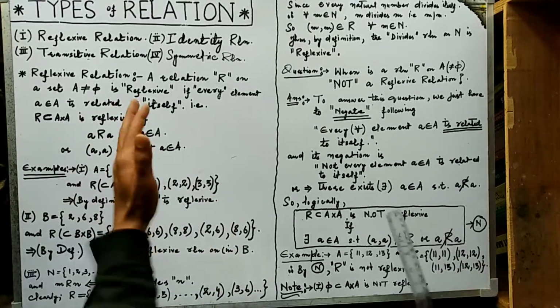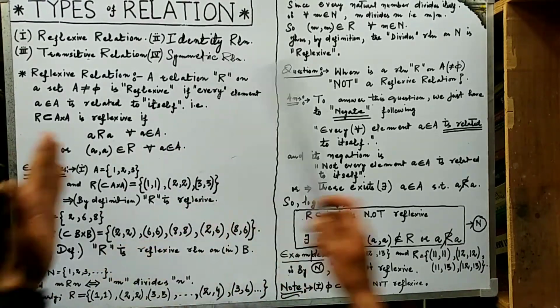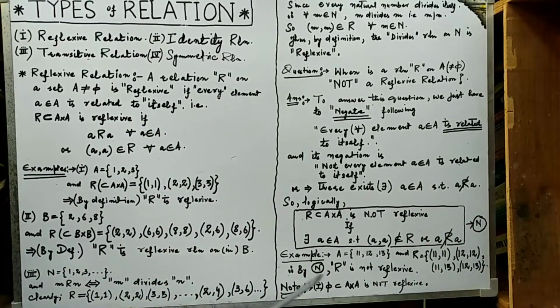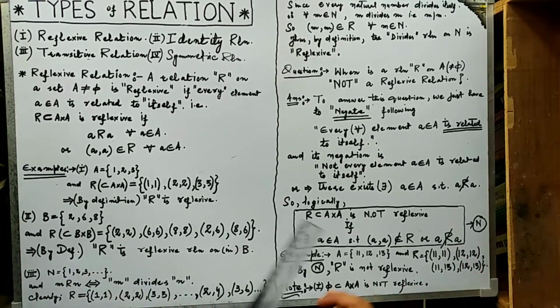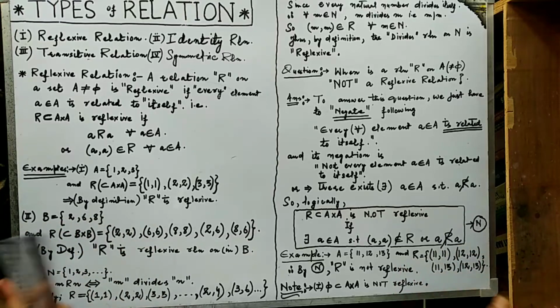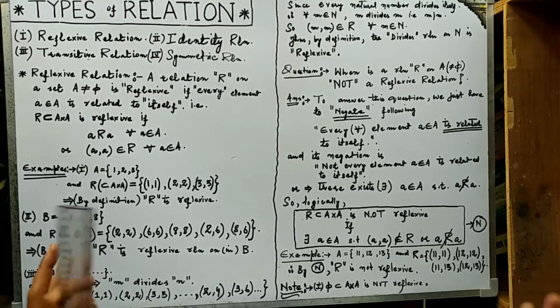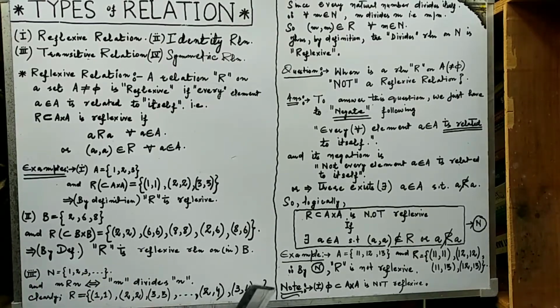So to answer this question, I am going to negate this part of the definition. So after negating this part, I mean this: if every element of A is related to itself. So what will be the negation of this statement? Every element of A is related to itself. Simply its negation will be: not every element of A is related to itself. If not every element of A is related to itself, what does it imply in other words? It implies that there must be at least one element in the set A which is not related to itself.